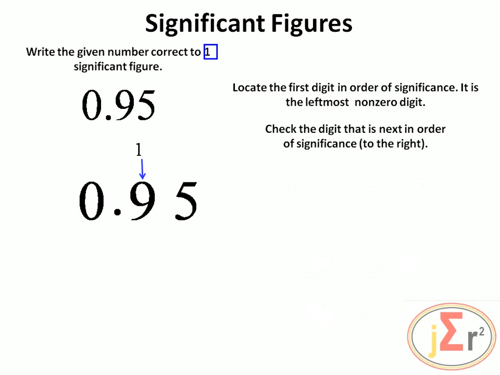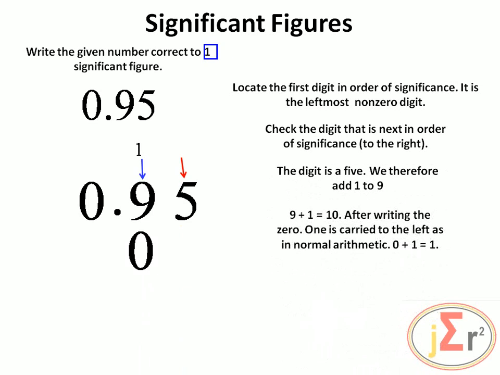Check the digit that is next in order of significance. The digit is a 5. We therefore add 1 to 9. 9 plus 1 is equal to 10. After writing the 0, 1 is carried to the left, as in normal arithmetic.